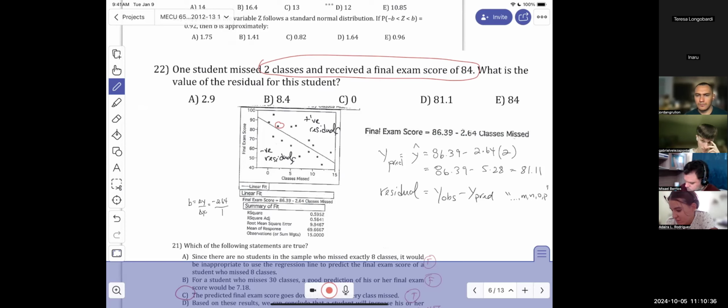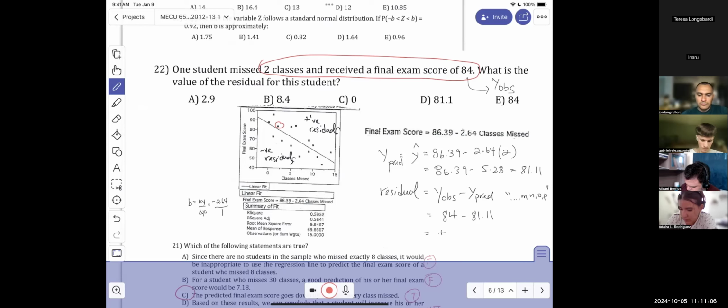So they subtract where the observed is up here and the predicted is on the line, right? So the observed is given to me here. This is Y observed up here. That's what they tell you. They didn't say observed, but okay. 84 minus 81.11. So the residual is positive, like I promised it would be if I drew it right.